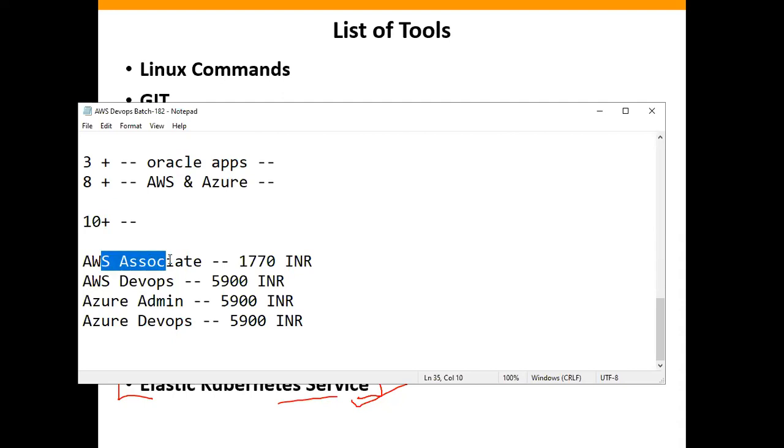Sir, one doubt. EC2 is only one topic in AWS? EC2 is one service in AWS. The basics of EC2 we are going to cover in this DevOps training. We are not going much more in depth in DevOps training, because we learn in much more depth in Associate.